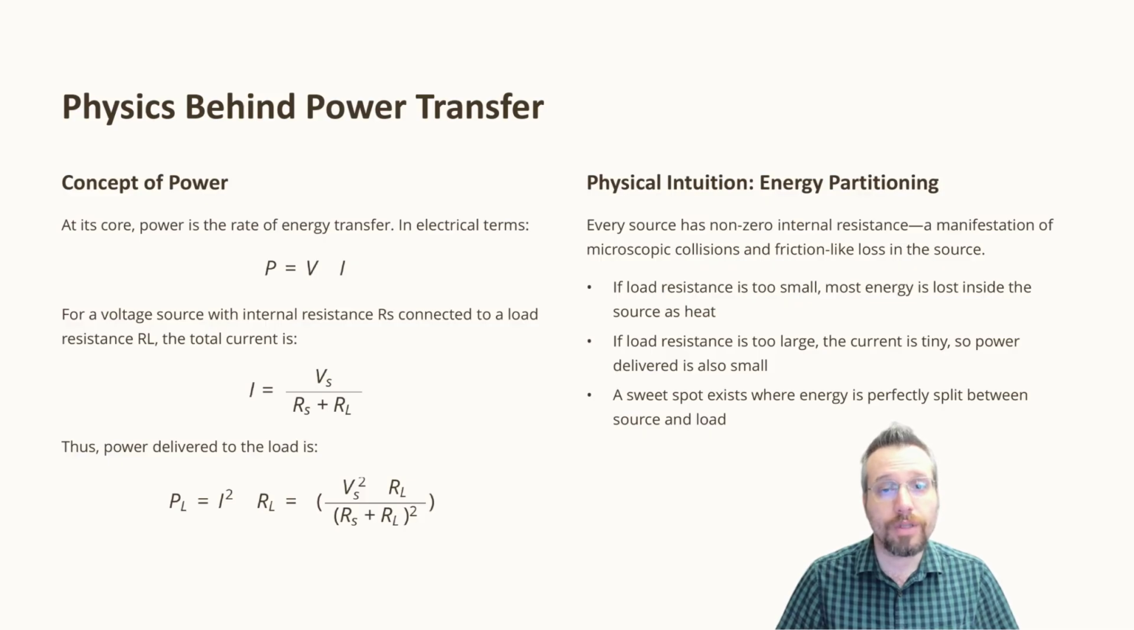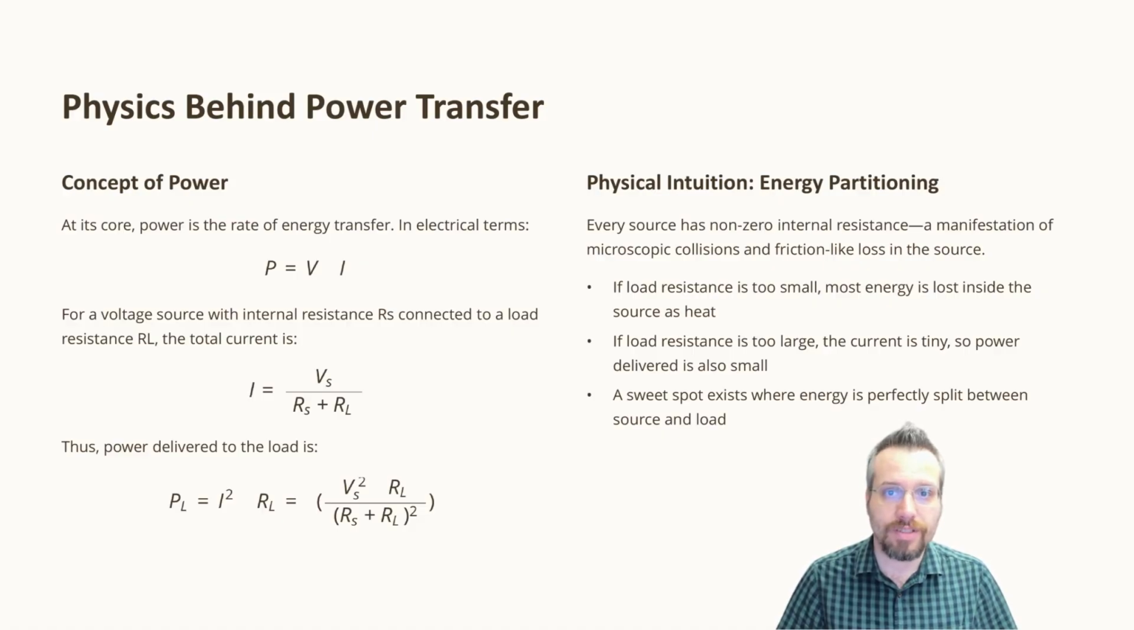At its core, power is the rate of energy transfer. In electrical terms, P is equal to V times I. Now imagine we have a voltage source with internal resistance connected to a load resistance. The total current in the circuit is I equal to Vs divided by the summation of Rs and RL. Thus, power delivered to the load is I squared times RL, which is equal to V squared times RL, all divided by (Rs plus RL) squared. We want to maximize this expression.